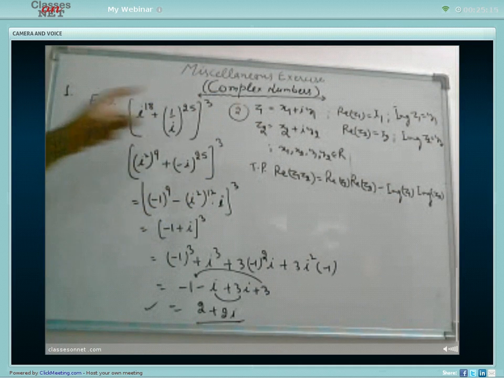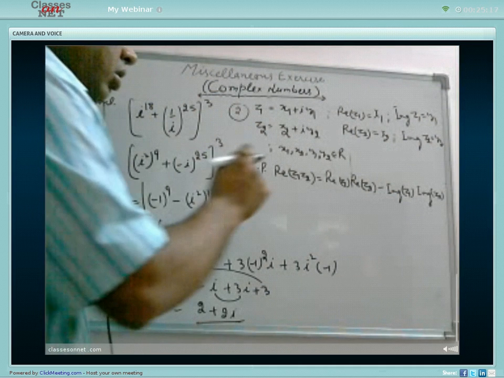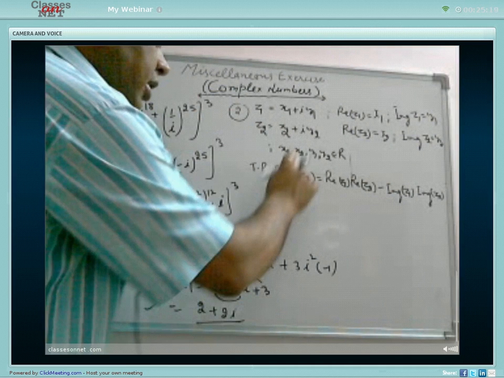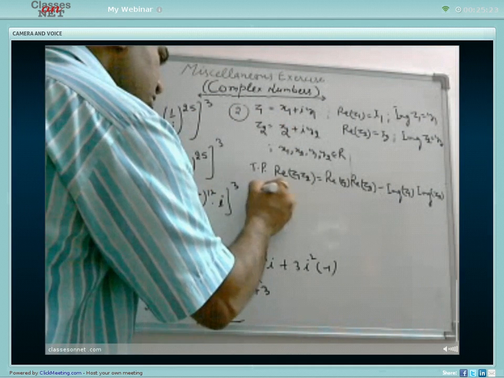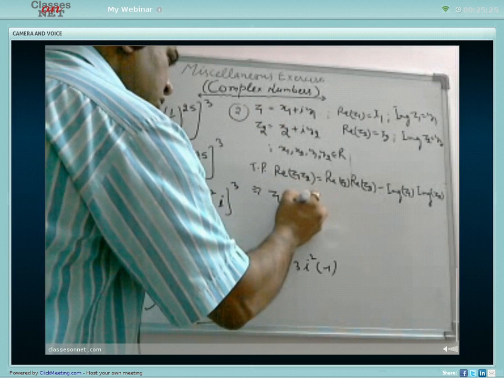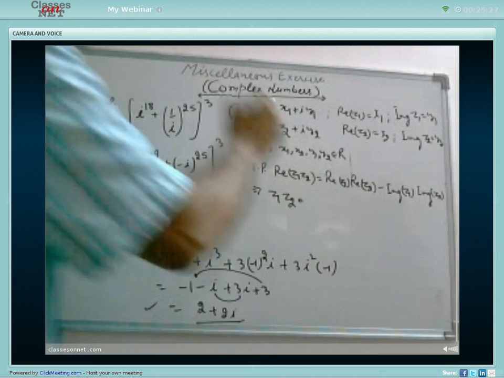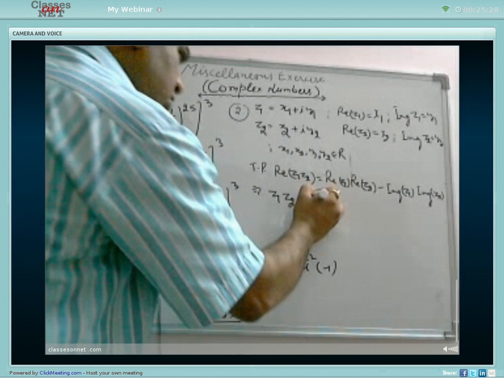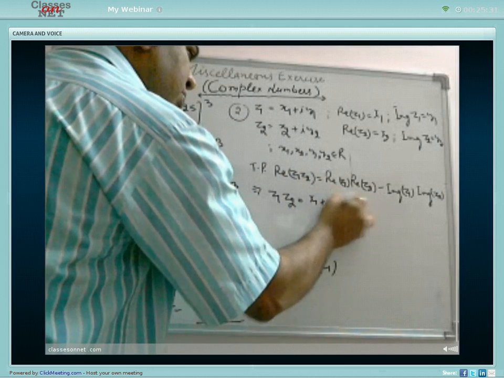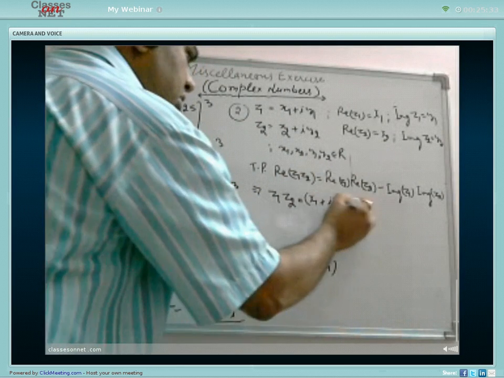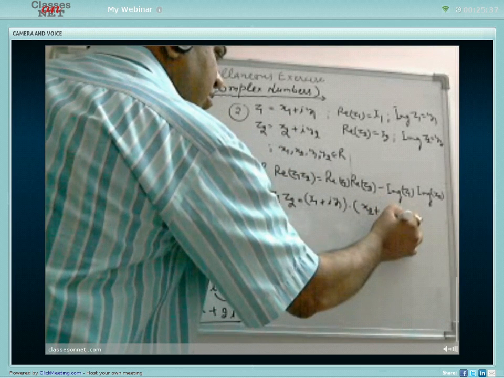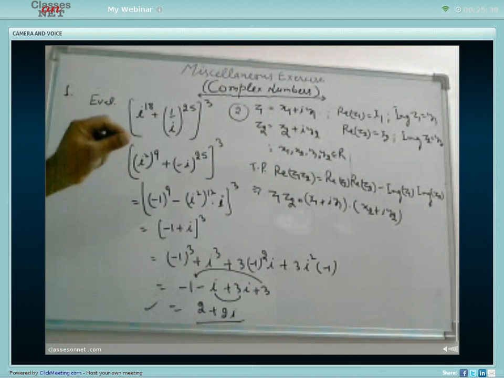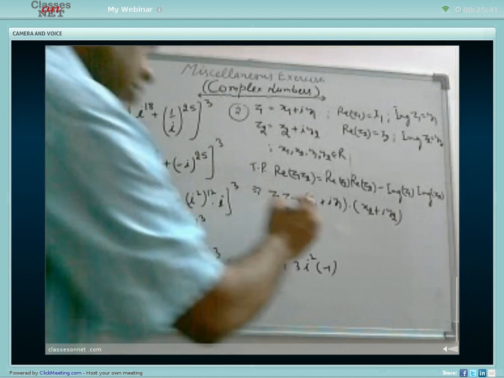Similarly, we can take this right hand side. Let us find out Z1 into Z2. Z1 into Z2 is equal to x1 plus iota y1 into x2 plus iota y2. We will multiply this and we will reduce this into standard form.